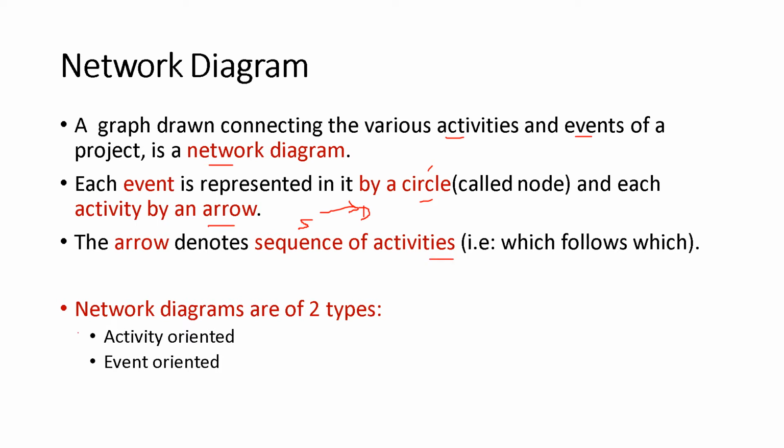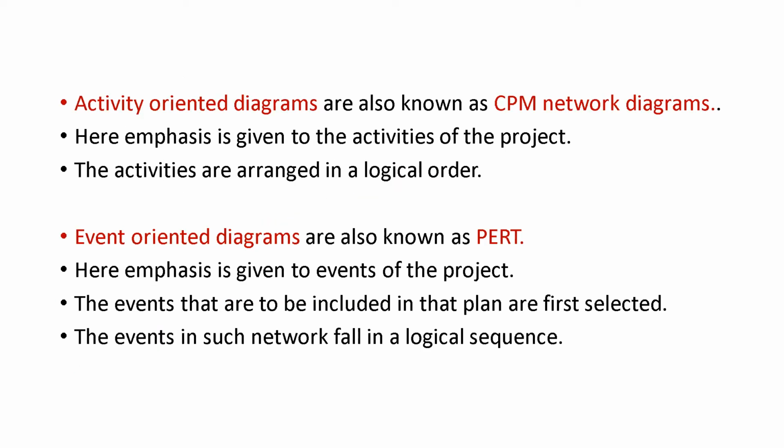Two types of network diagrams are there: activity oriented and event oriented. We have to learn them separately. Activity oriented diagrams are also known as CPM, critical path method, which we'll learn in the next classes. And event oriented is the PERT method of network analysis, program evaluation and review technique. That also we will learn in the next classes.